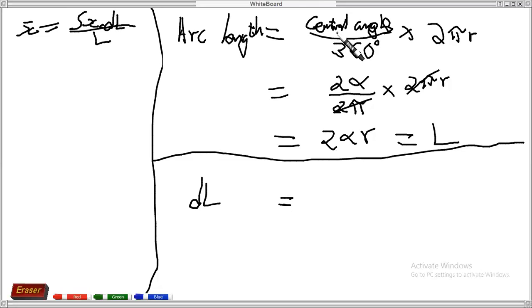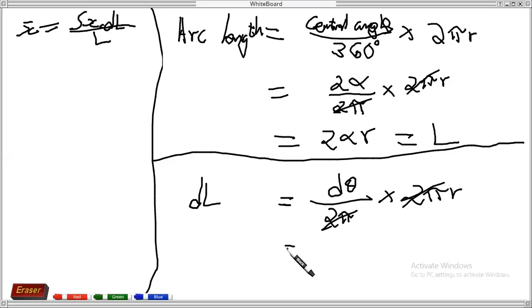dl is equal to the central angle, in this case d theta, divided by 360, or 2 pi, times 2 pi r, the circumference. Then this 2 pi will cancel with this 2 pi, and you're left with r d theta, like that.